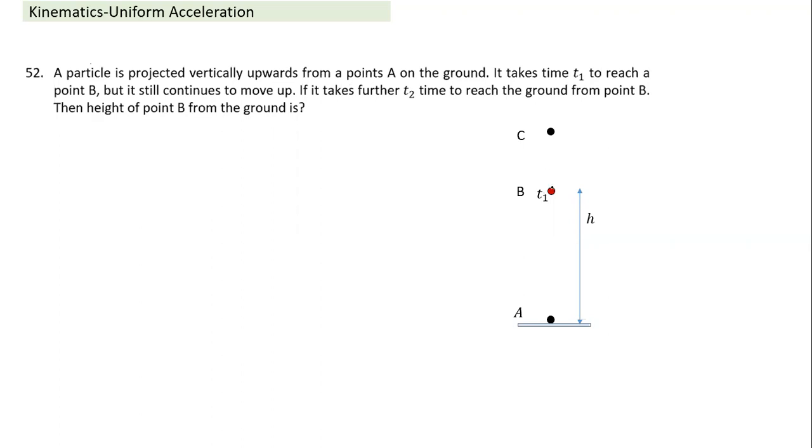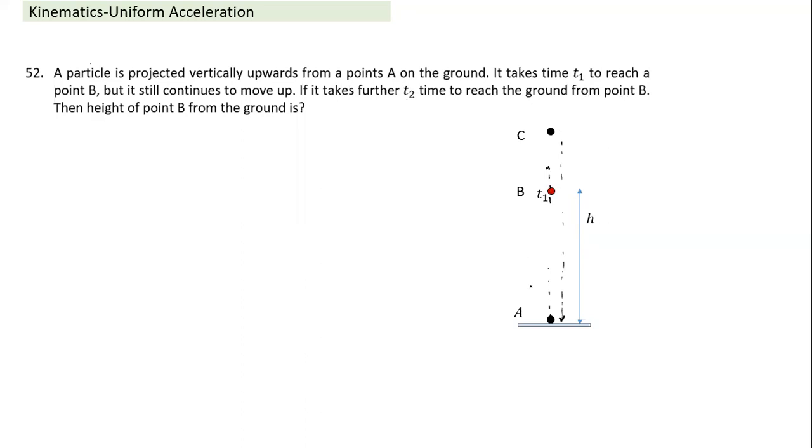And t1 is not the highest point, so it will continue moving further up. It has taken this kind of path. At this time also it keeps moving up. It reaches the highest point, starts falling back, and hits the ground. So what is given here? It continues to move up, and it takes further time to reach the ground from point B.